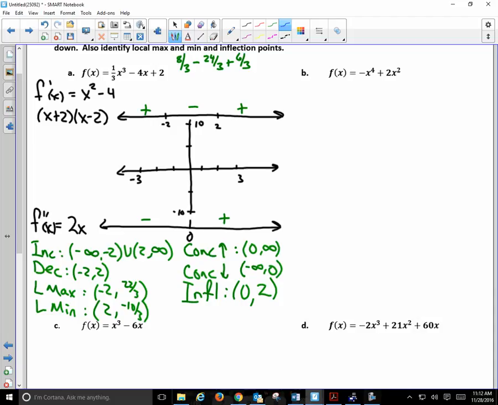The inflection point I find by looking at the second derivative, where it changes from negative to positive or positive to negative. And that happens at 0. I take that 0 and I plug it back into the original. So I have an inflection point at (0, 2), which is approximately right here. I have a local minimum at (2, negative 10 thirds), which is negative 3.3. I have a local max at (negative 2, positive 22 thirds), or 7 1/3.